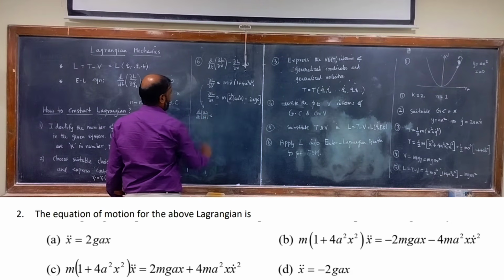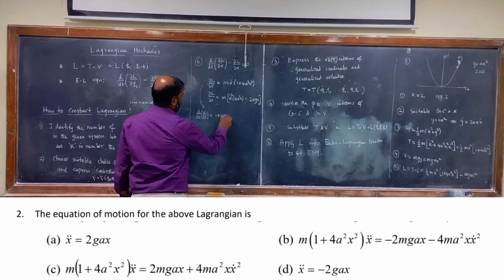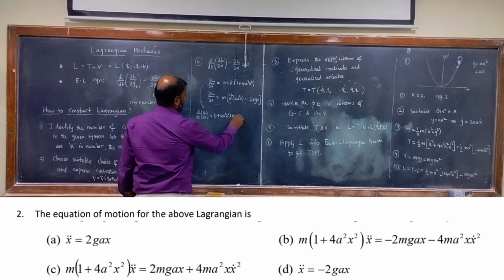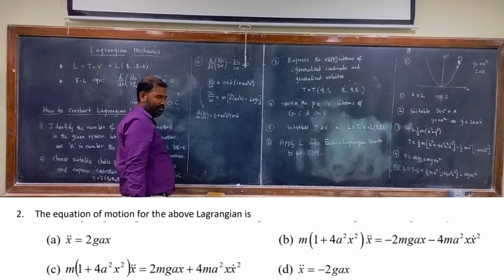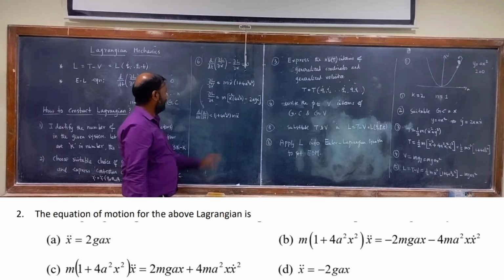One plus 4a square. What? 1 plus 4a square x. 1 plus 4a square x square, whole term into m x double dot. Okay. Option C, sir. Option C. இதுல இருக்குல்ல.